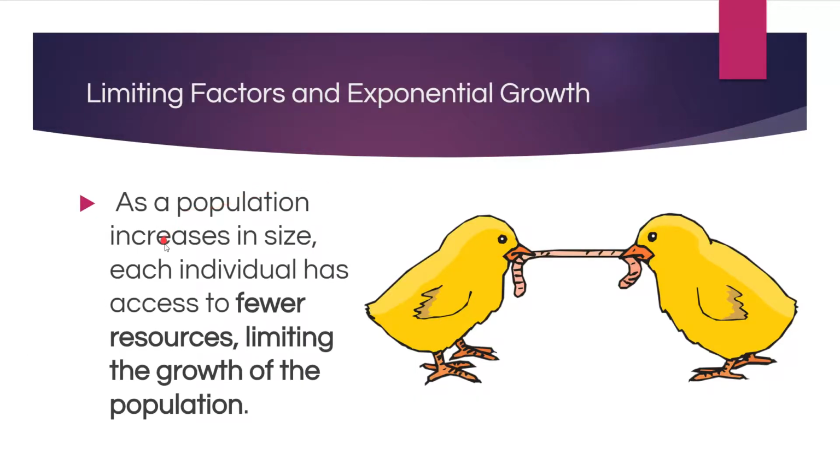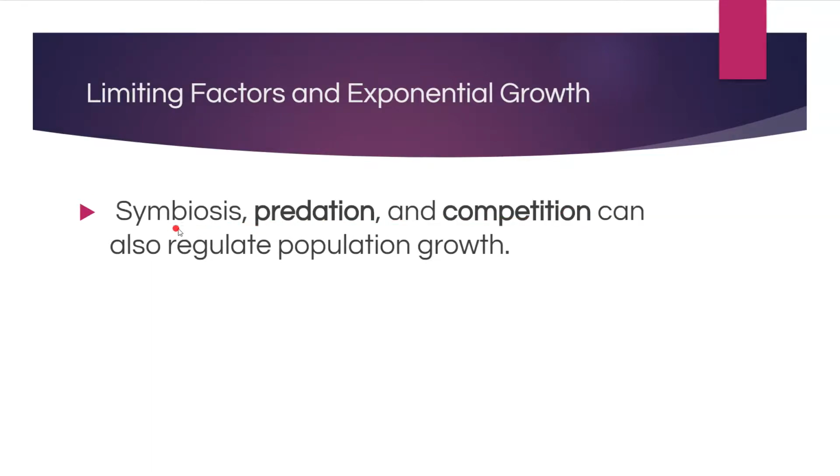So as a population increases in size, each individual has access to fewer resources, limiting the growth of the population. We can see these two little chicks fighting over a worm, right? There's only so much to go around. Symbiosis, predation, and competition can also regulate population growth. And we'll get more into the definitions of that as we go.